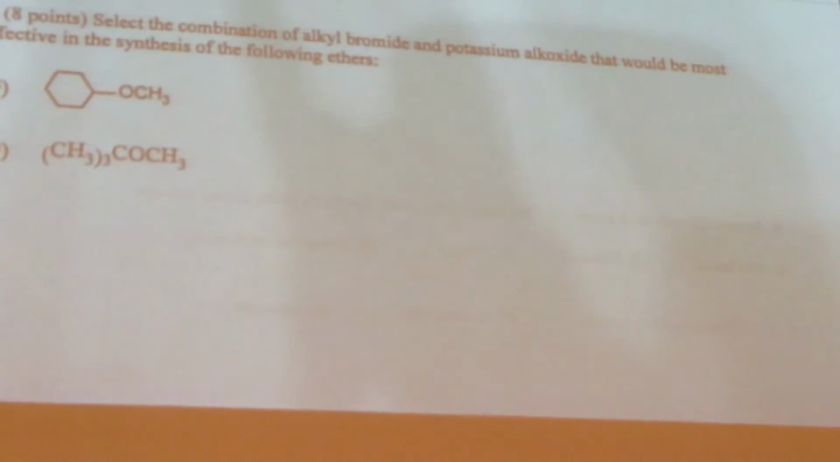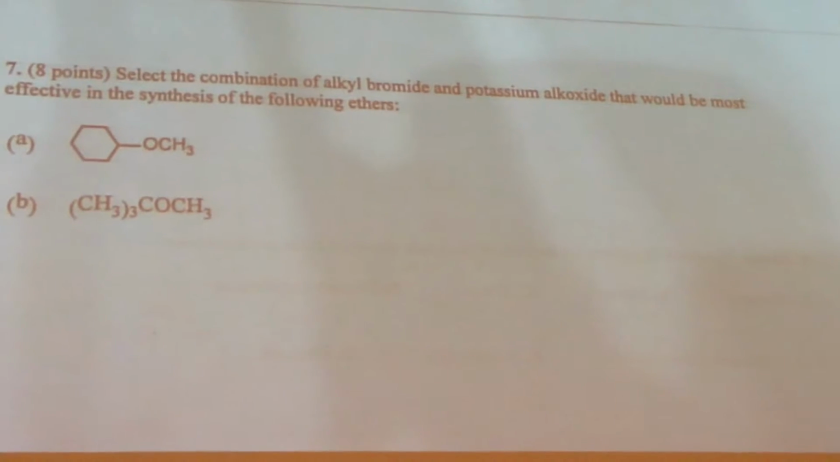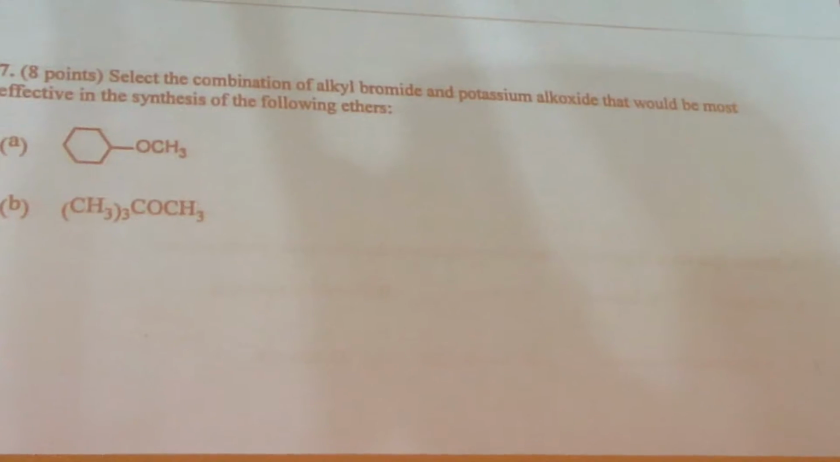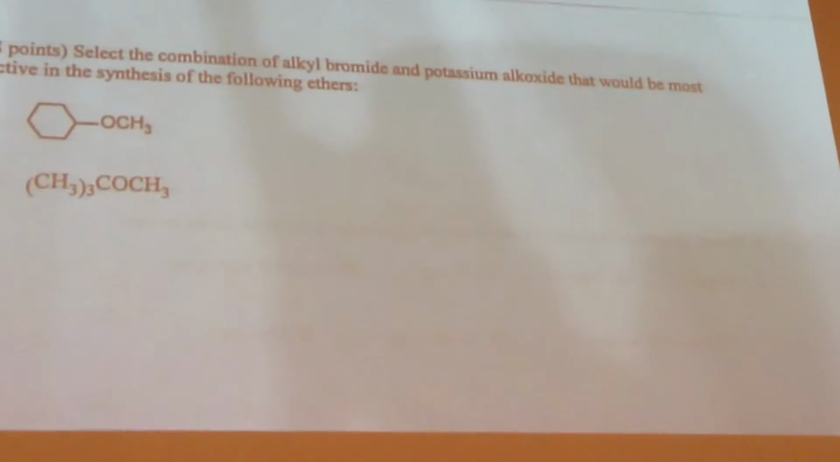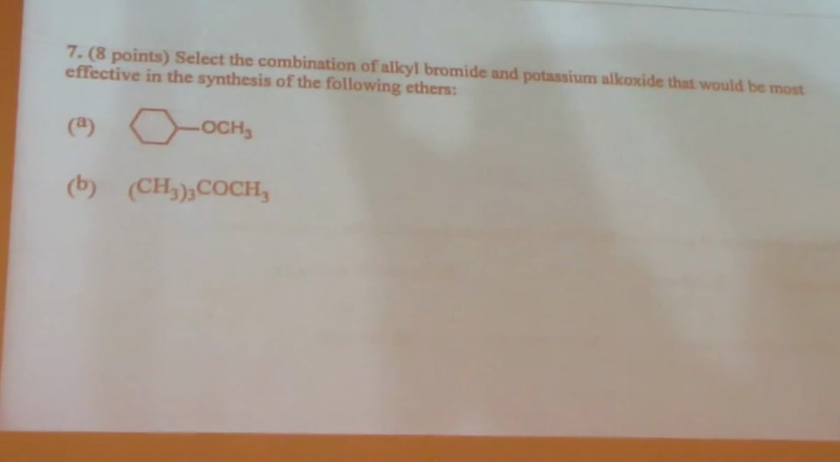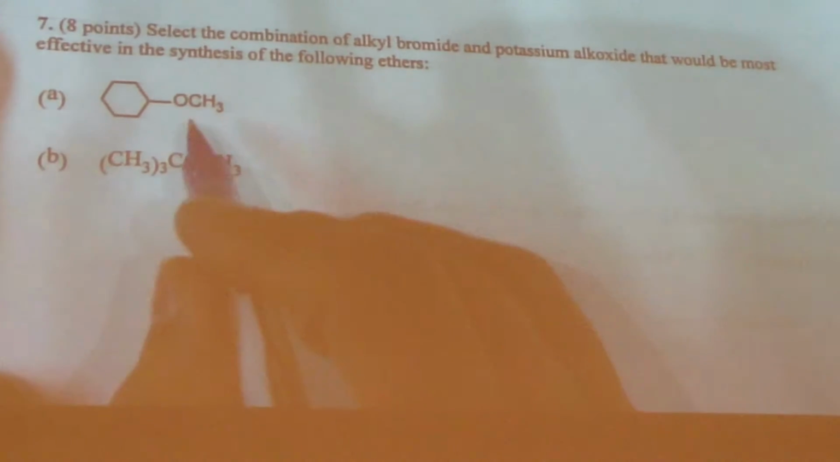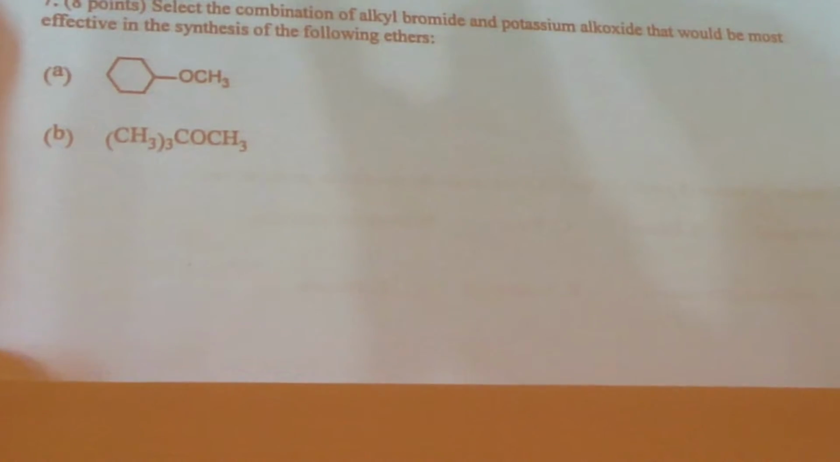Go through question 7. Select the combination of alkyl bromide and potassium alkoxide that would be the most effective in the synthesis of the following ethers. And so the ethers really means an oxygen is connected to 2 different alkyl groups. And it's important to recognize whether they are primary or secondary or tertiary. Because we can do it in 2 different ways, and we'll see what happens with that.